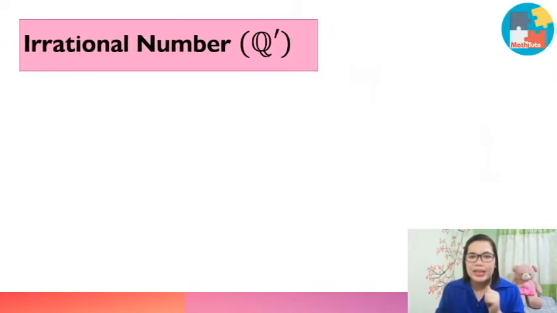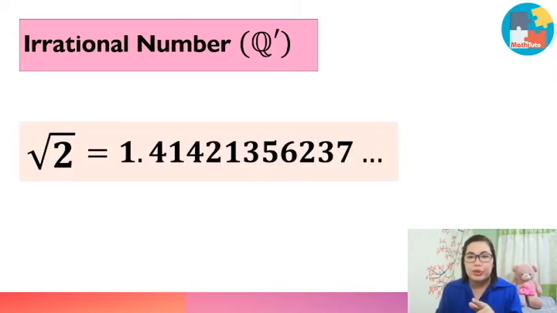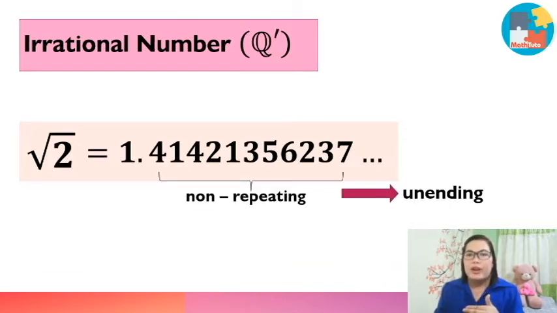Okay? So, another example is square root of 2. Square root of 2 is equal to 1.4142 and so on. So, daghan, no? Walay specific pattern, no? Ang mga numbers after the decimal point. Dili na to makita, diba? So, non-repeating and non-terminating, meaning this goes on forever. Therefore, square root of 2 is an irrational number.